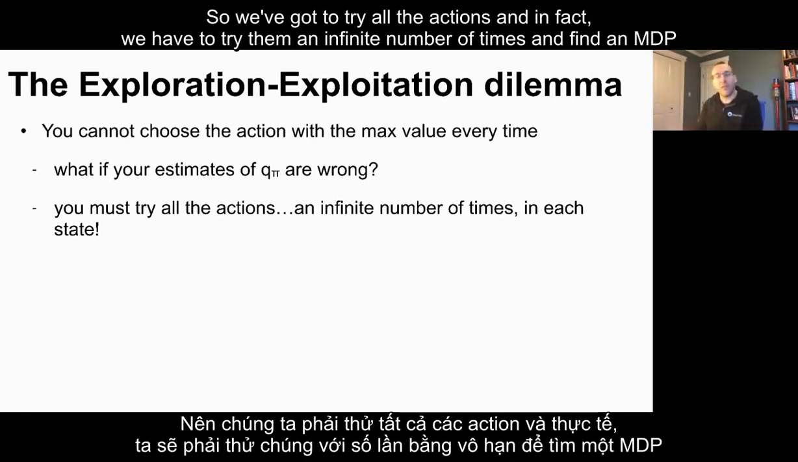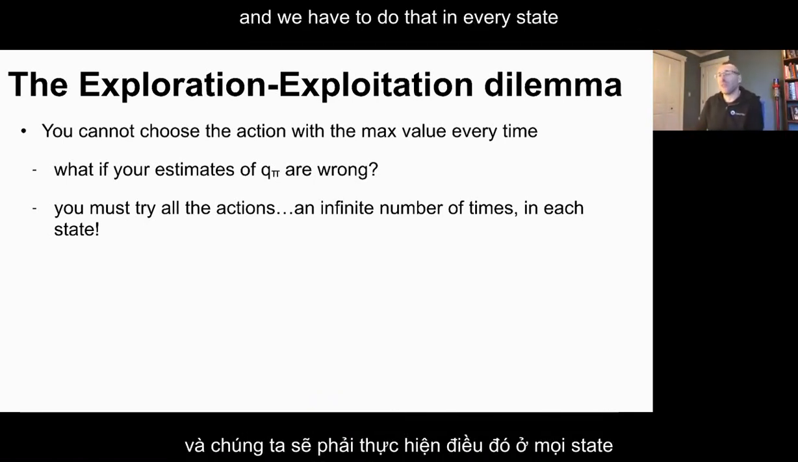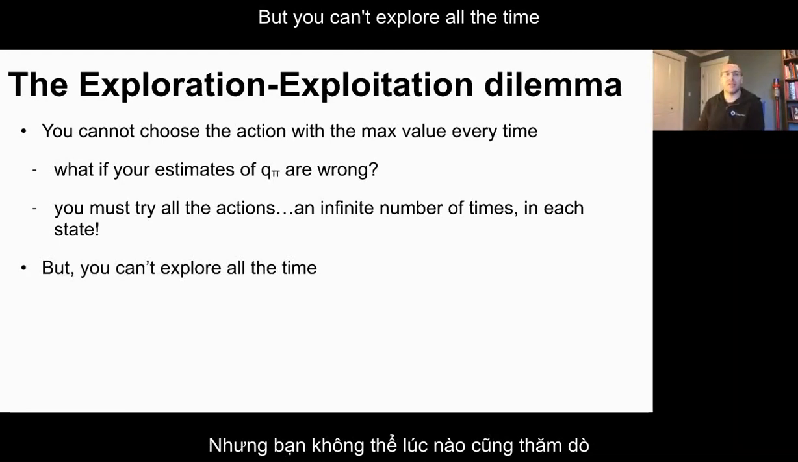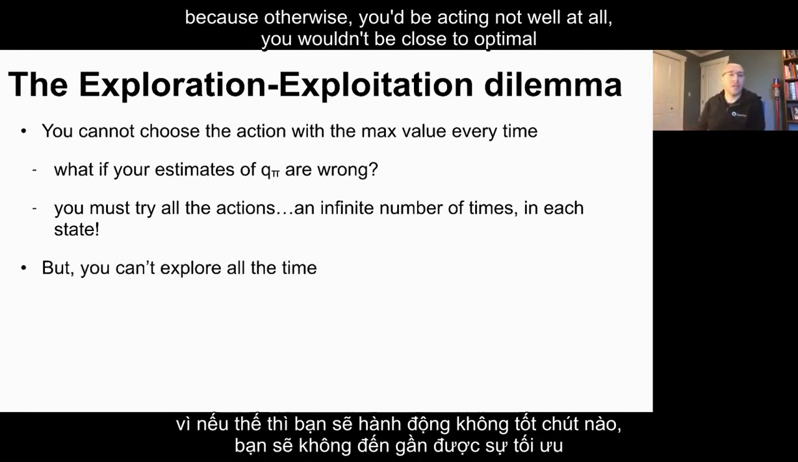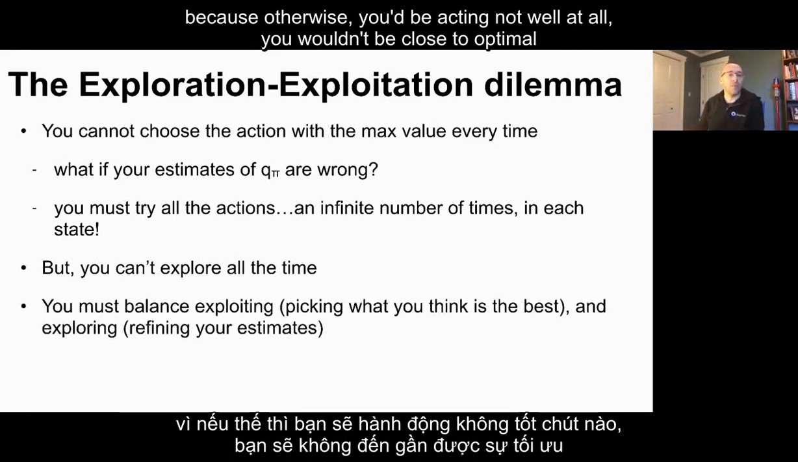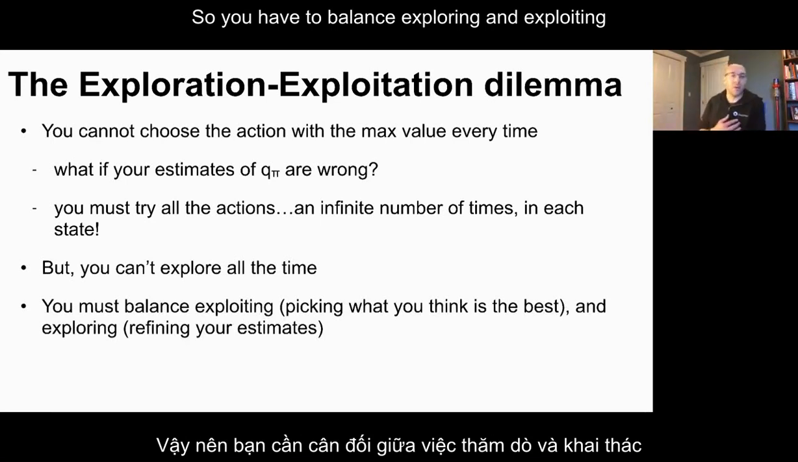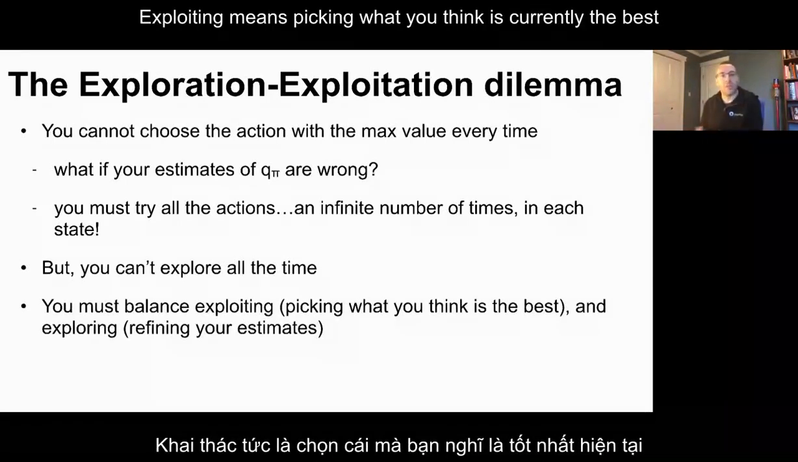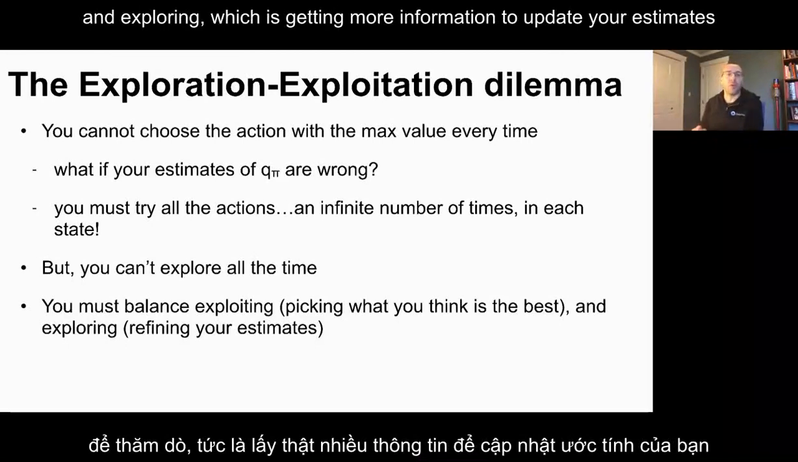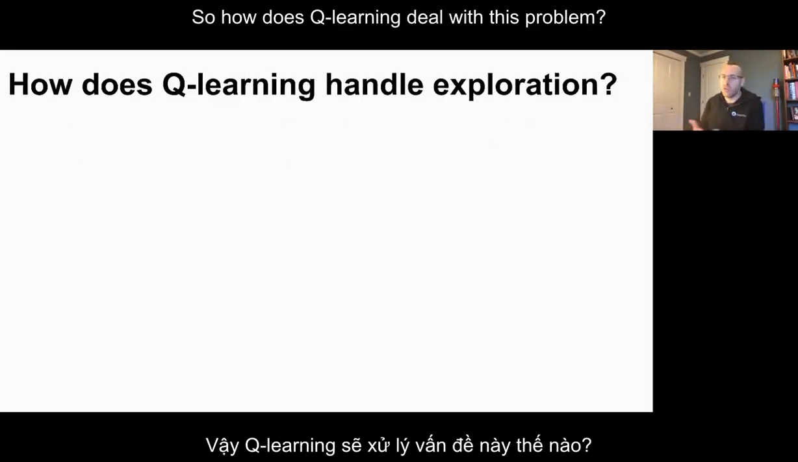So we've got to try all the actions. In fact, we have to try them an infinite number of times in a finite MDP, and we have to do that in every state. But you can't explore all the time, because otherwise you'd be acting not well at all. You wouldn't be close to optimal. So you have to balance exploring and exploiting. Exploiting means picking what you think is currently the best, and exploring means getting more information to update your estimates. So how does Q-learning deal with this problem?